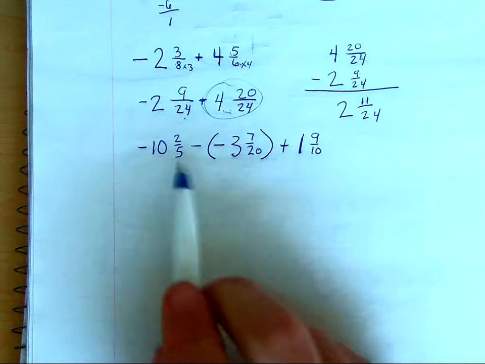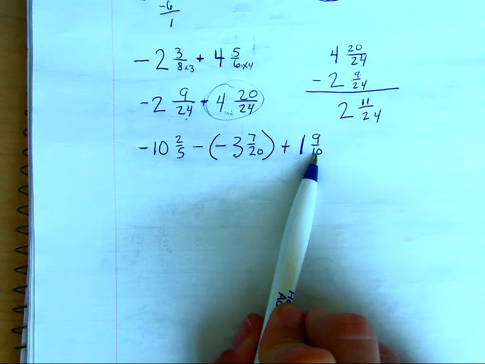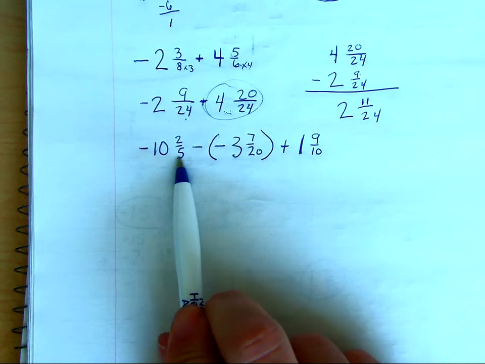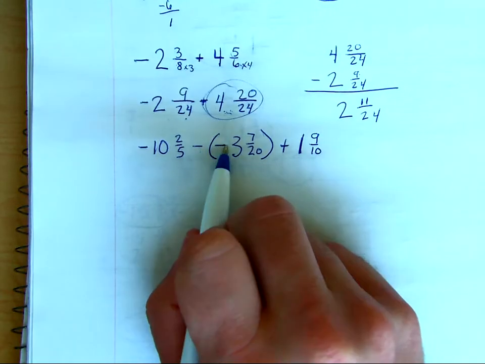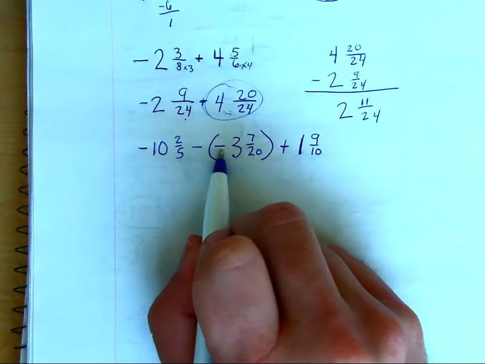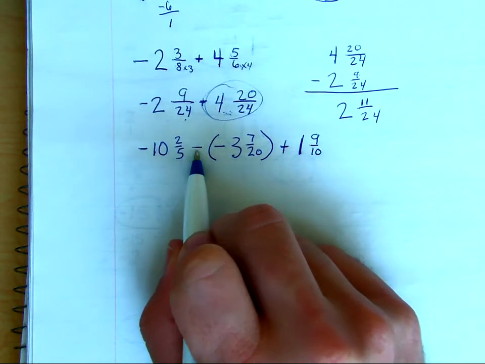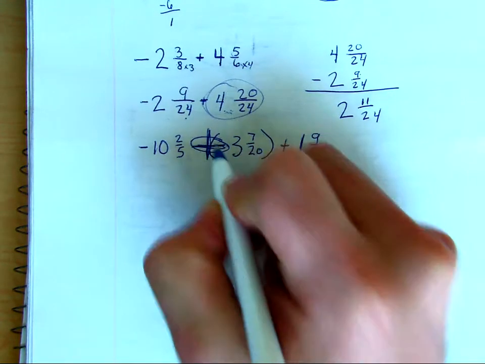Alright, so I see 5, 20, and 10. Well, I want to get 20 for my denominator because 10 times 2 makes 20. This is already 20. 5 times 4 makes 20. The next thing I notice, subtracting a negative, you're taking away bad guys, right? You subtract something. When you subtract a negative, that means we're actually adding.